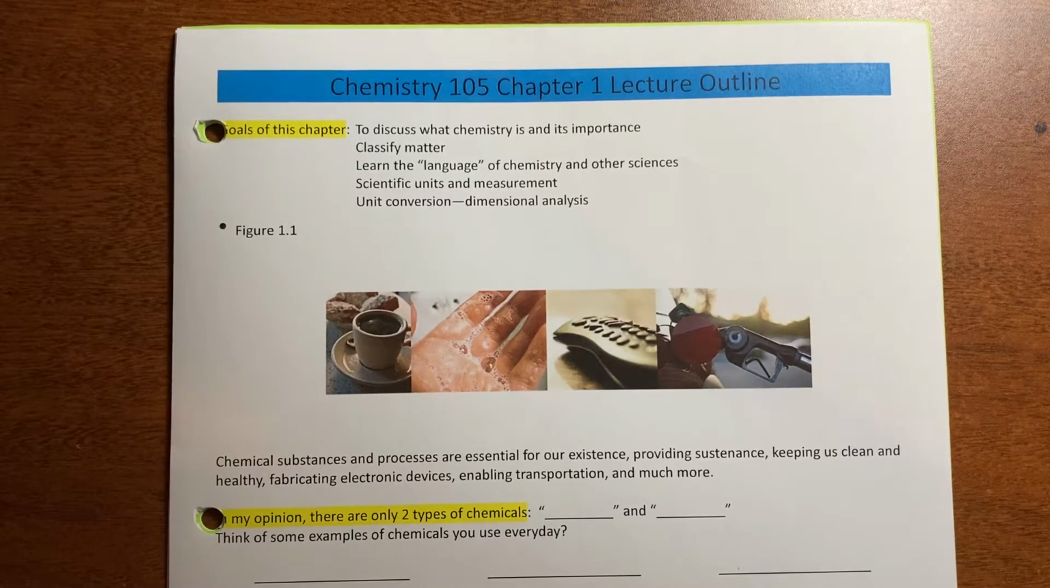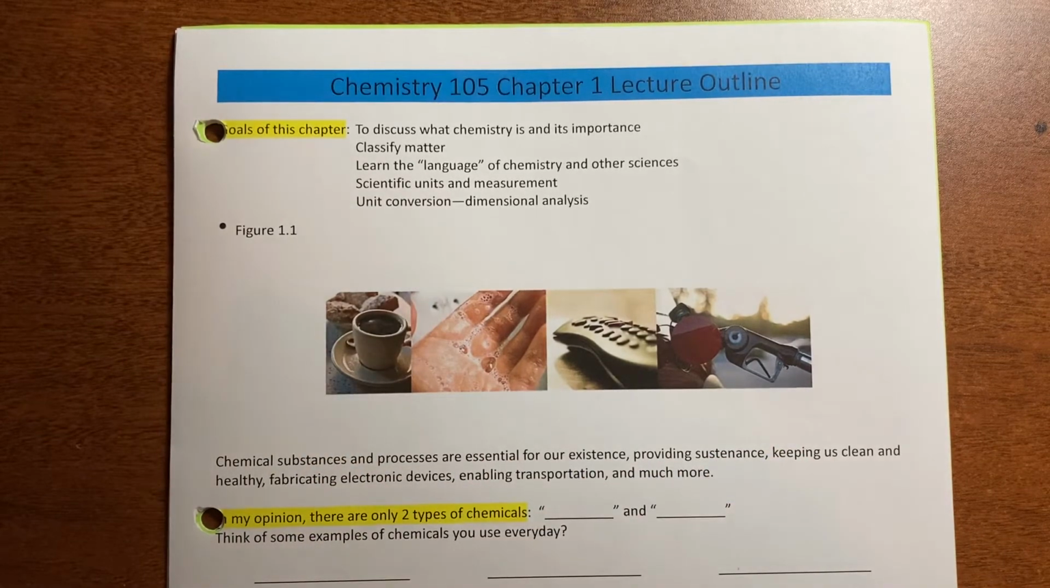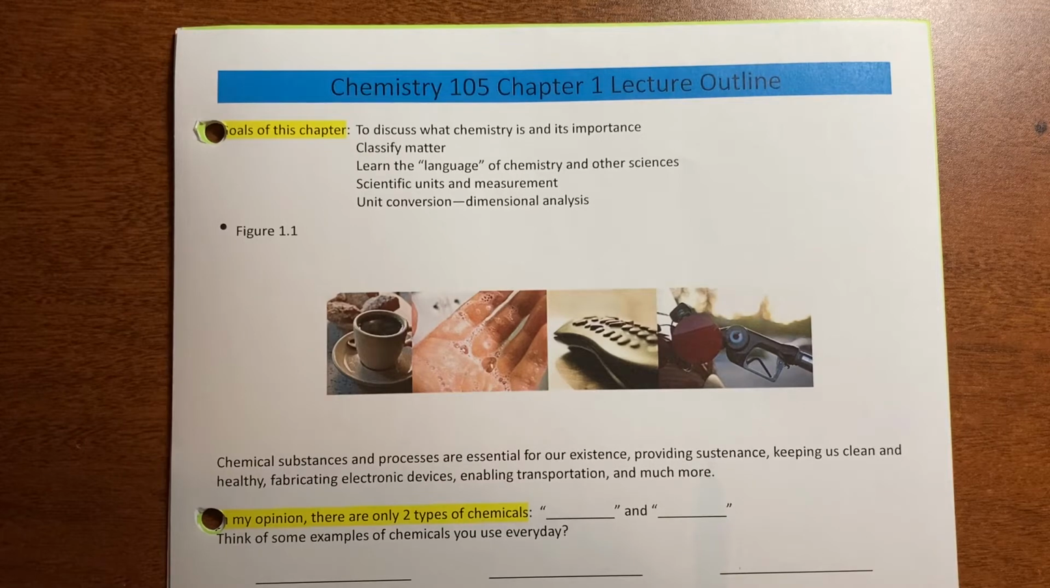The goals of this chapter, again, as I've said, are to discuss what chemistry is and why it's important, to classify matter, to learn the language of chemistry and other sciences, learn about scientific units and measurement, and then finish the chapter talking about unit conversion and make sure that you can understand how to convert units, because that's the skill you'll use in the entire course. So there's some figures I've taken from the textbook.